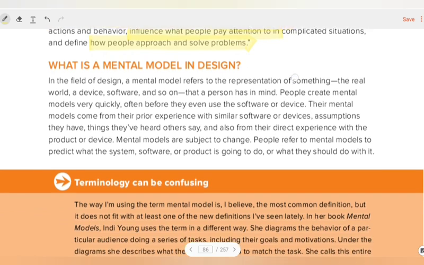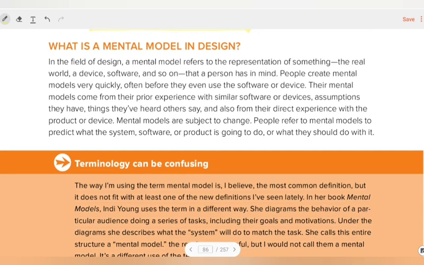What is a mental model in design? In the field of design, a mental model refers to a representation of something, the real world, a device, software, and so on, that a person has in mind. People create mental models very quickly, often before they even use the software or device. Their mental models come from their prior experience with similar software or devices, assumptions they have, things they have heard others say, and also from their direct experience with the product or device. Mental models are subject to change. People refer to mental models to predict what a system, software, or product is going to do, or what they should do with it.